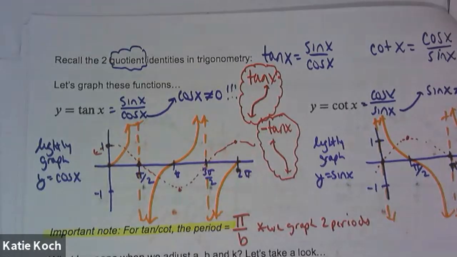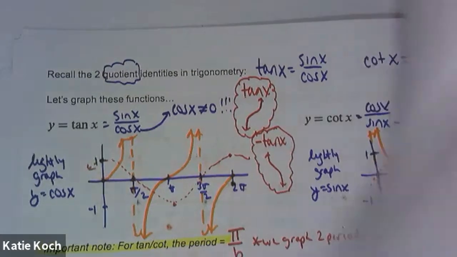All right, so I'm always going to use 2 pi over B for the period, unless I was to dive right in and think about tangent, cotangent, and then it's pi over B.